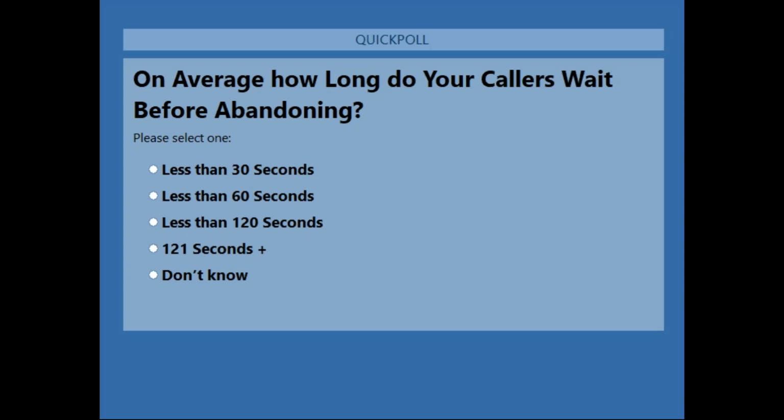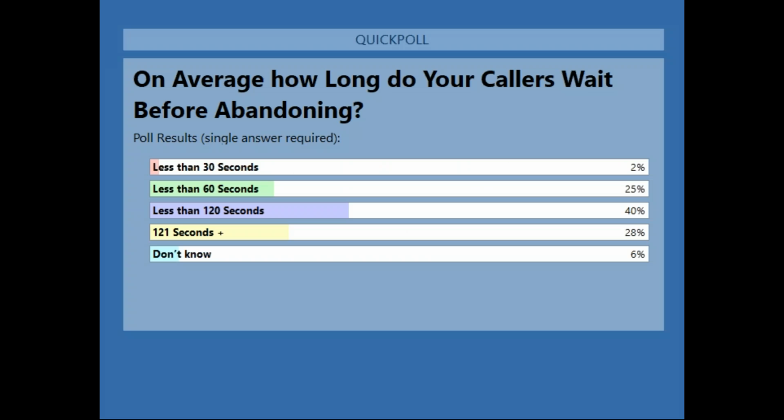Well, let's have a look at the results. We've got a sample size of 91 people who have voted in this poll. It looks like the most common answer is actually between 60 and 120 seconds. Surprisingly, only 2% have an average propensity to abandon of less than 30 seconds. So I guess we've not got a lot of people working in sales centers here. Rick, any surprises for you? No, I was going to guess exactly the same as John. So no, this looks right. It looks like a normal distribution. Okay, we'll carry the discussion on that in a little bit.